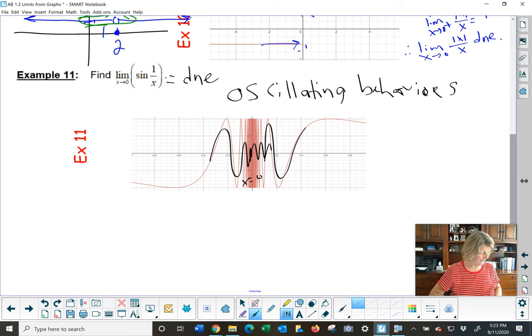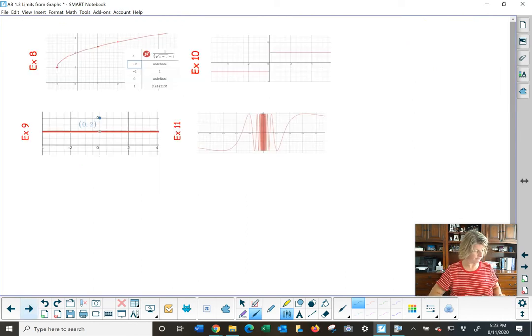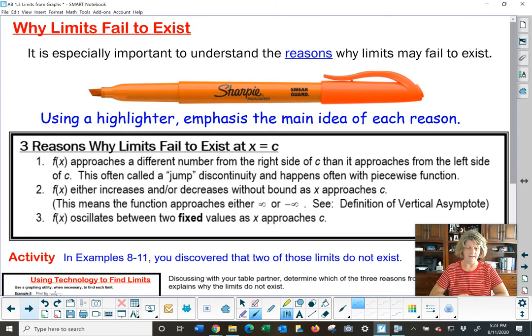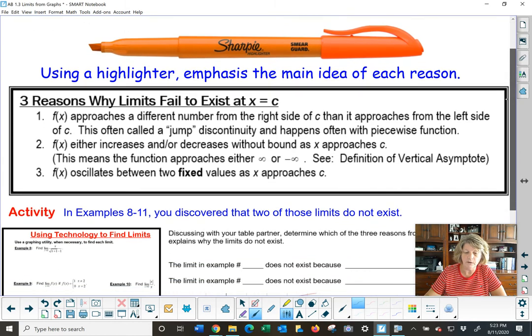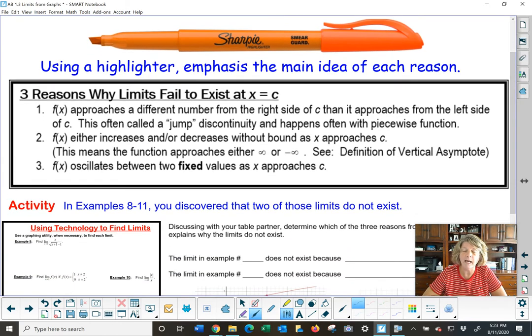All right. How much more we got here? Oh, I think I have. So why do limits fail to exist? If you have a highlighter, why don't you grab it right now? And let's go through these reasons why limits fail to exist. So using a highlighter, read through this and emphasize the main ideas for each reason. So kind of a little AVID strategy here, marking up your text. Please do so. Hit pause and do it.